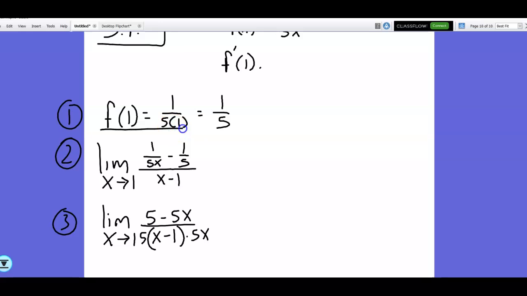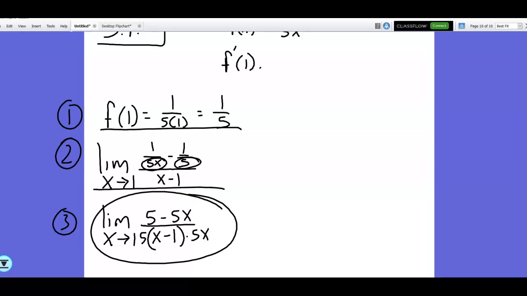So here's your f of 1, it's 1/5. Here's your setup. And then if you multiply everything by 5x and then multiply everything by 5, you should end up with something that looks a little bit like this now. Okay, so on the numerator, you should have 5 minus 5x. And in the bottom, you should have a 5 being multiplied with an x minus 1 and also with a 5x. Okay, so what do we do now?